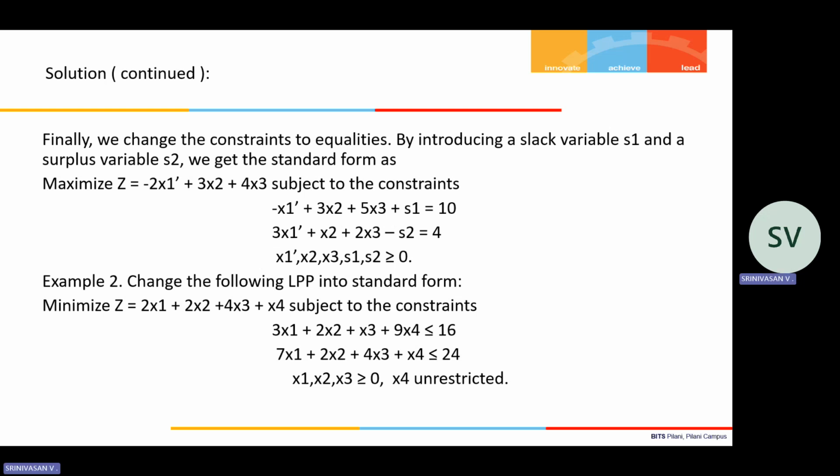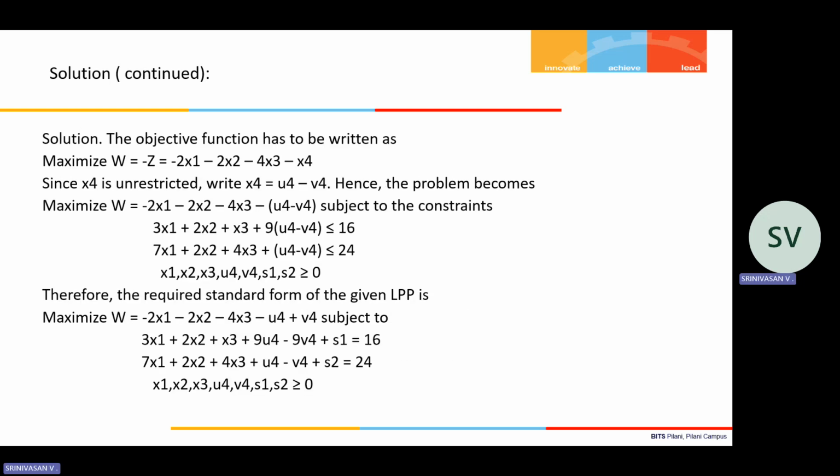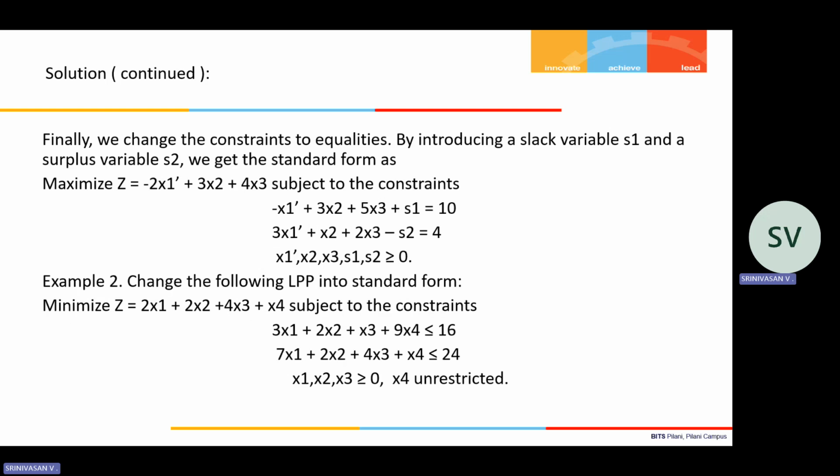Similarly, you have another example: change the following LPP into standard form. We'll see it in detail, because here there is a slight change or extra feature in your decision variables at the end, the last line. So what does it mean? That also you should know. Other things, of course, you are very familiar with now.